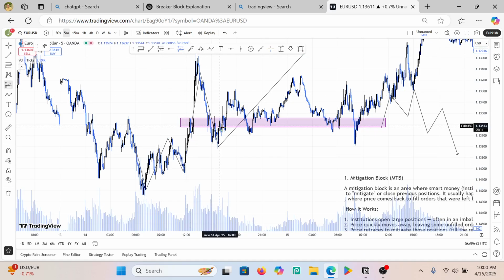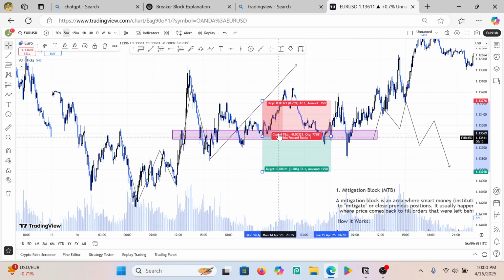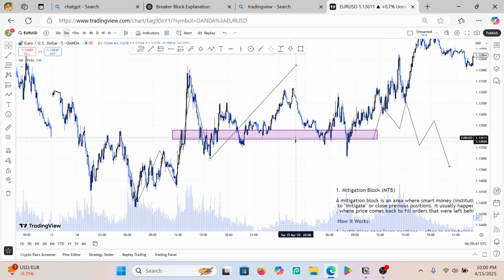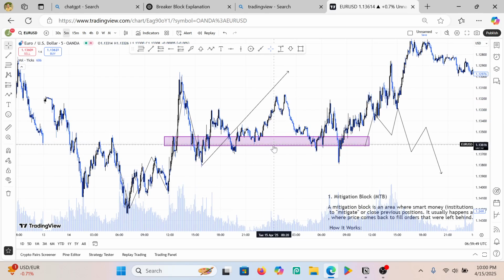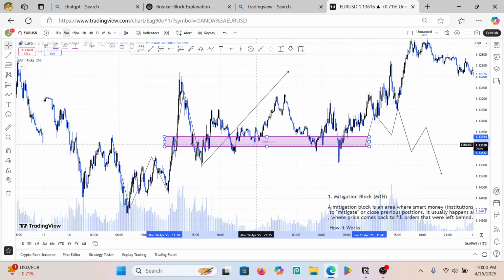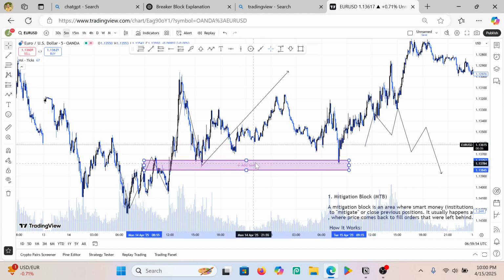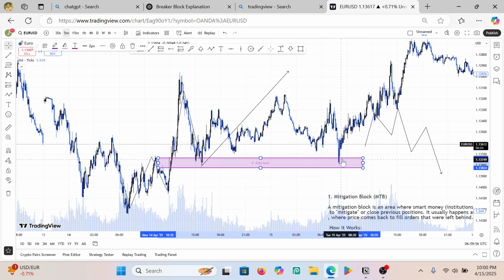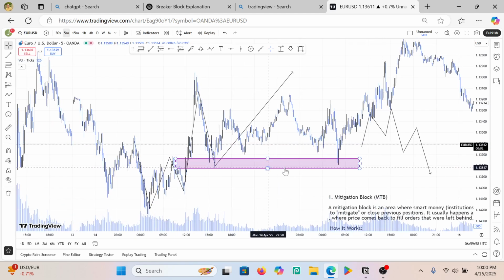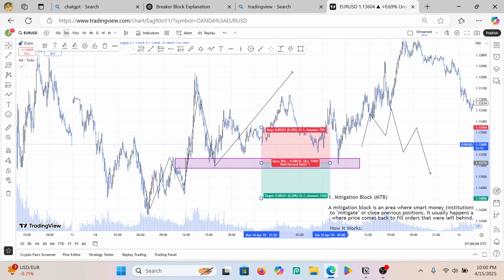So this is a breaker block. Sorry, not a breaker block. This is a mitigation block. As you can see, the market respected that zone. You put your long positions.